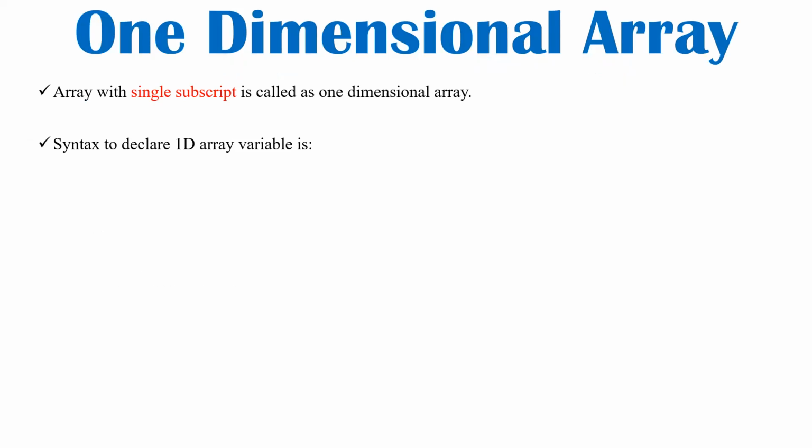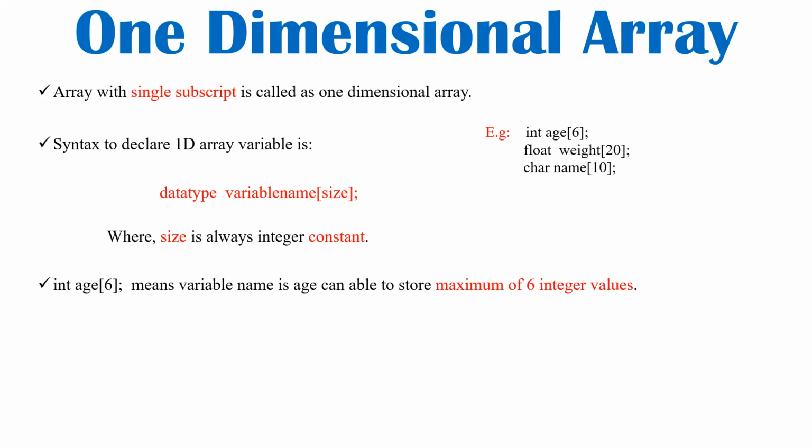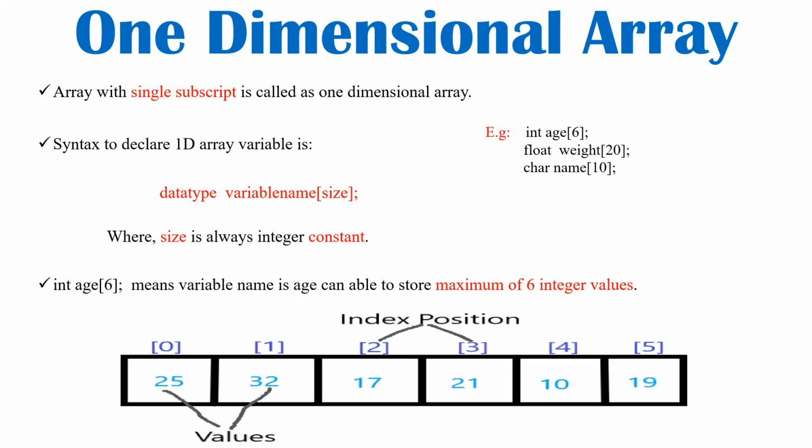So how to declare a one-dimensional array? This we have seen in the previous video itself. The normal array, we have seen the same thing. The declaration is data type followed by array variable name. The square bracket represents the subscript of an array. The size decides how many elements are in your array.